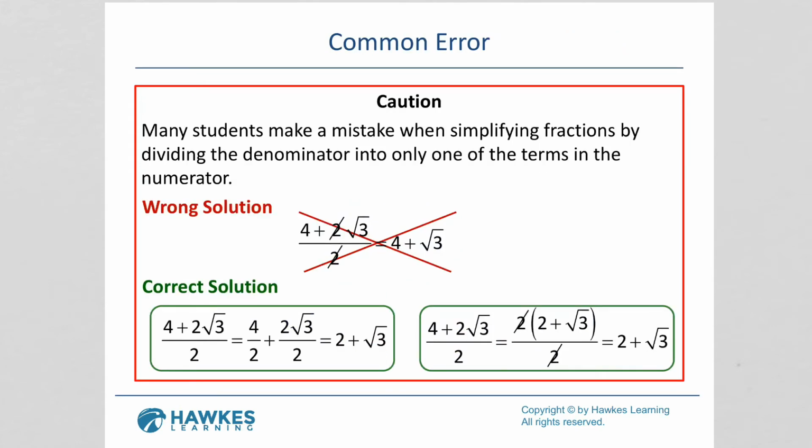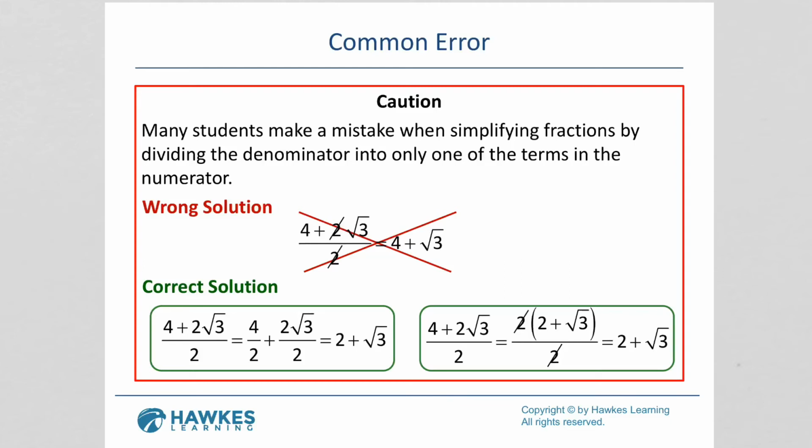One of the common errors that students often make is when you simplify fractions, when you're dividing the denominator into only one of the terms in your numerator, that's when a lot of students make a mistake. So you can see there the information they have crossed out in red. You had 4 plus 2 square root of 3 over 2. And all they divided out on that part of the problem were the 2's here. So they thought the solution was 4 plus the square root of 3.